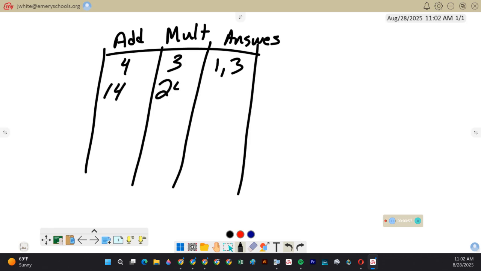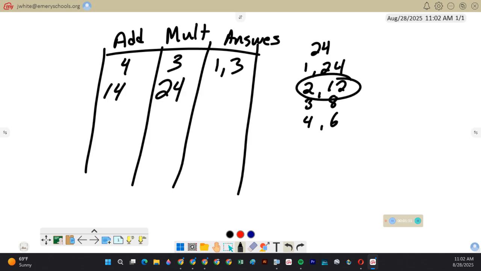What if I had 14 and 24? 2 numbers that multiply to be 24 and add to be 14. So one way you can do this is we just start listing all of the factors of 24. So 1 and 24 is one option, 2 and 12, 3 and 8, 4 and 6, and then 5 doesn't work. Will one of those sets add to be 14? 2 and 12.